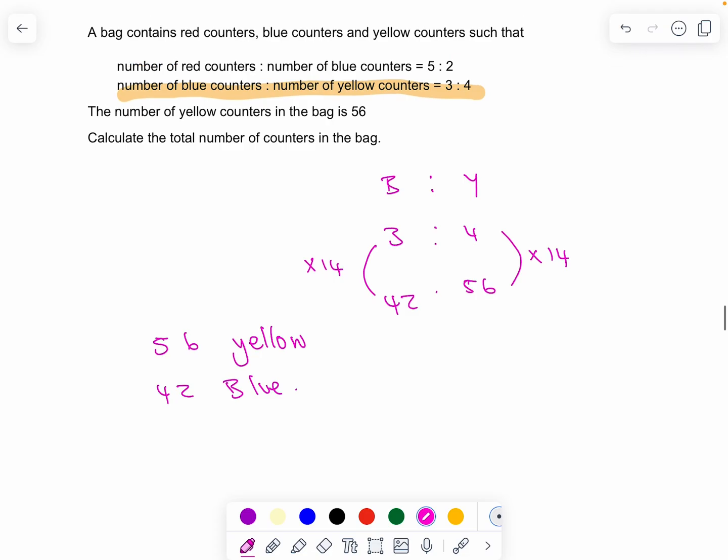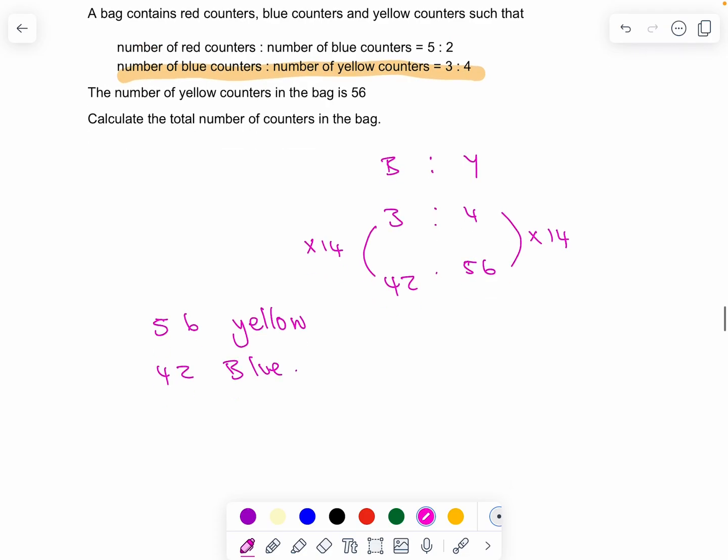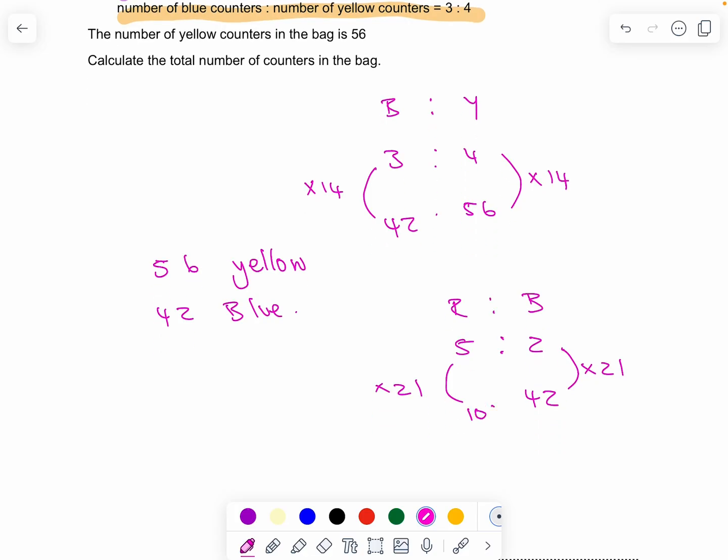I can now find out how many red. So I'm now going to use this bit of information here where it says red counters to blue counters is 5 to 2. So red to blue is 5 to 2. I know I've got 42 blue, so 42 divided by 2 is 21. So I multiplied by 21. I'll do the same on this side. So that means I've got 105 red counters.